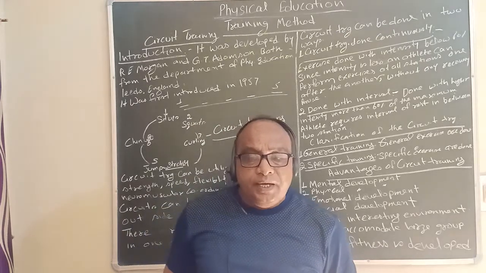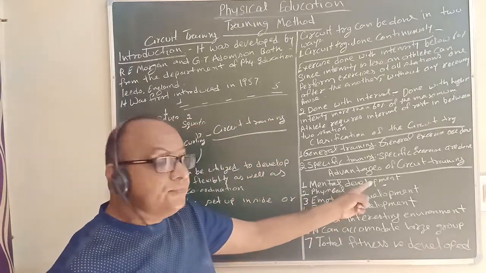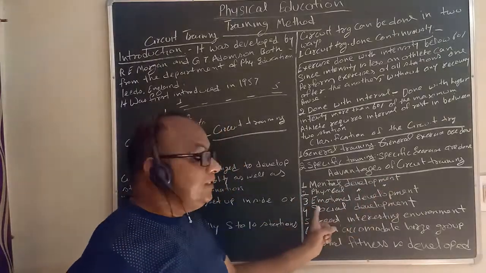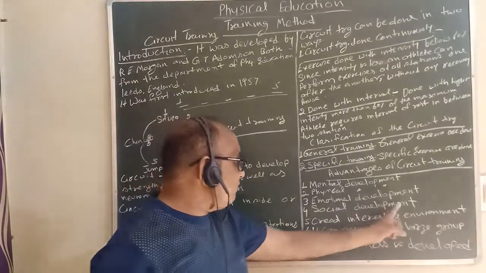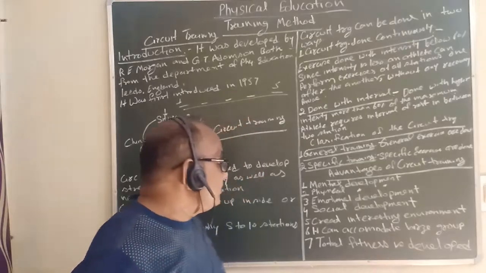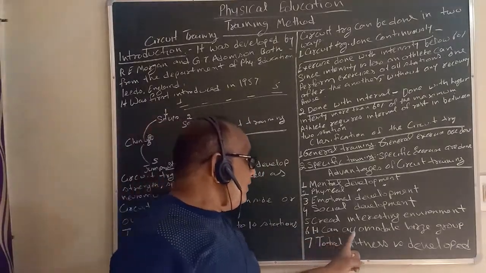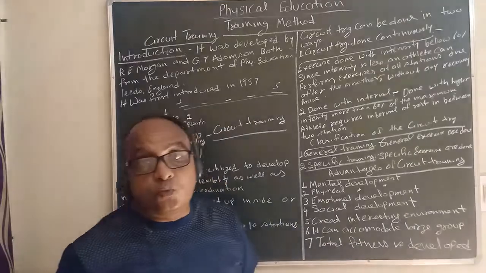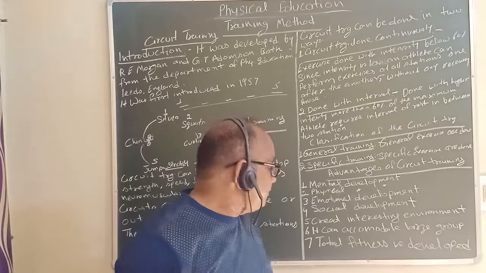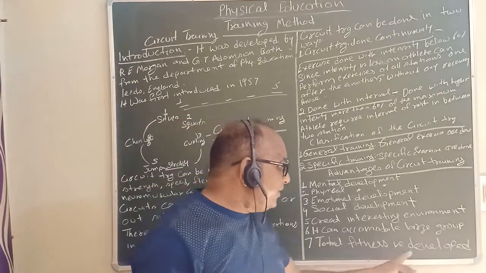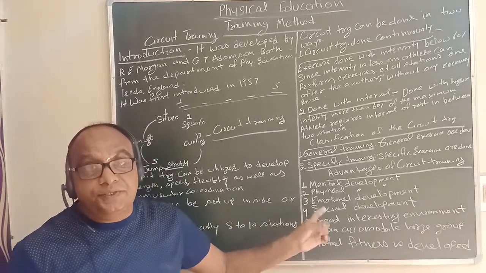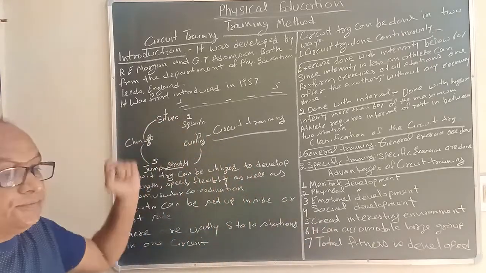And next are the advantages of circuit training. What are the advantages? Number one, mental development, physical development, emotional development, and social development. And next, it creates an interesting environment. It can accommodate large groups. So many players can do this circuit training at the same time. And next, total fitness is developed, meaning overall personality development is there if you do circuit training.